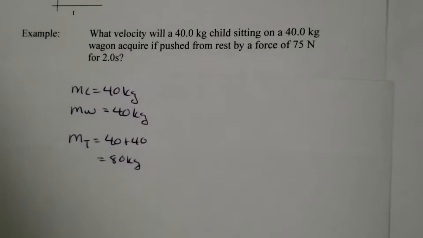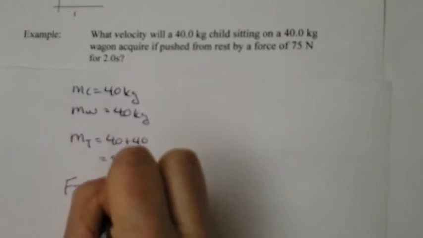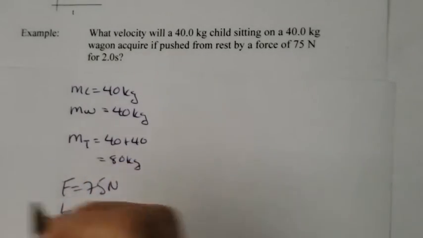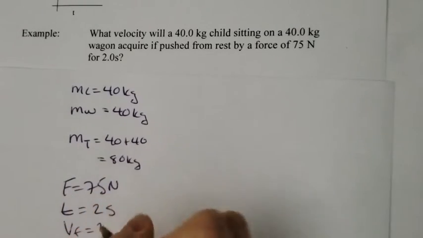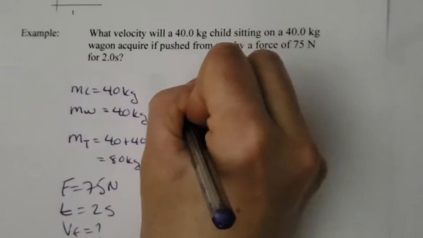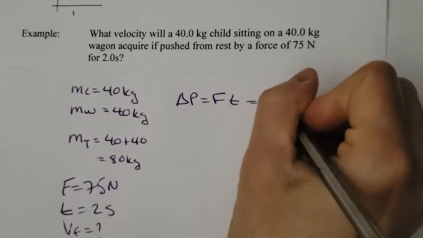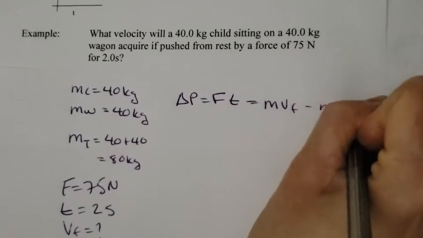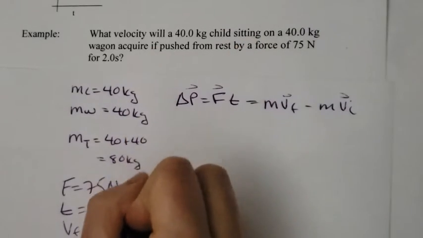All right. So what else do we know? We know that the force is 75 newtons. And the time is 2 seconds. We are looking for the final velocity, so vf. Well, we know that impulse, or delta P, is equal to force times time, which I have both those things, and it's also equal to the change in momentum, which is mvf minus mvi. Now I'm assuming that we're just moving forward, so I'm just going to put the direction forward on here.